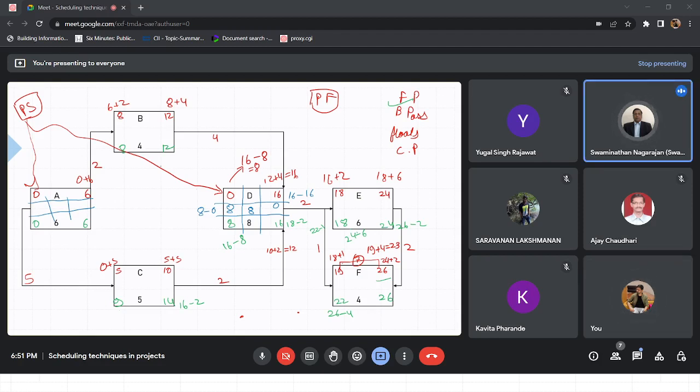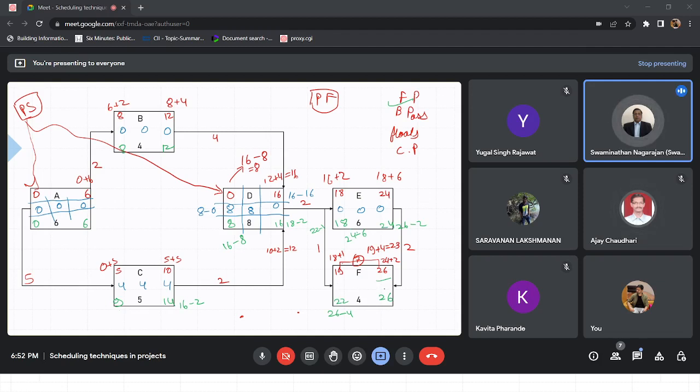Similarly, let's calculate the values for each activity now. That is 0, 0, 0 for A. For B, the total float is 12 minus 8 minus 4, that's 0, and the start and finish floats as well. For C, 14 minus 5, 9 minus 5, 4 is the total float. Both start and finish floats are 4.